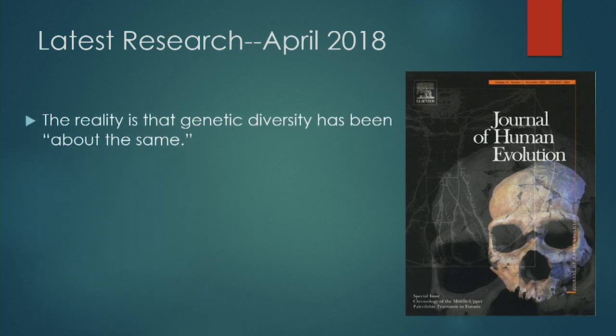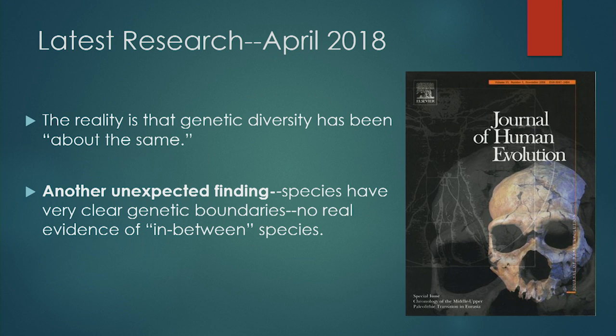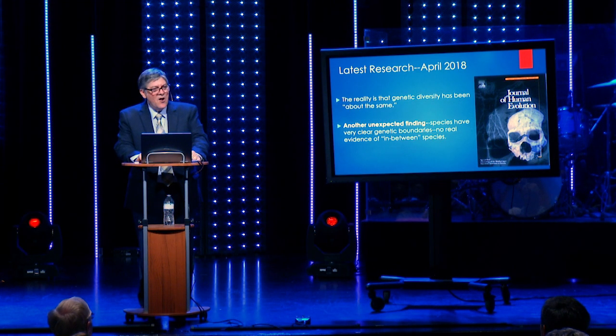And then it goes on and says that the common evolutionary view is that species will become more genetically diverse over time through mutation and natural selection, but the reality is that genetic diversity has been about the same over the entire period. Another unexpected finding is this, that species have very clear genetic boundaries, no real evidence of in-between species. This is exactly what creationists have been saying all along.